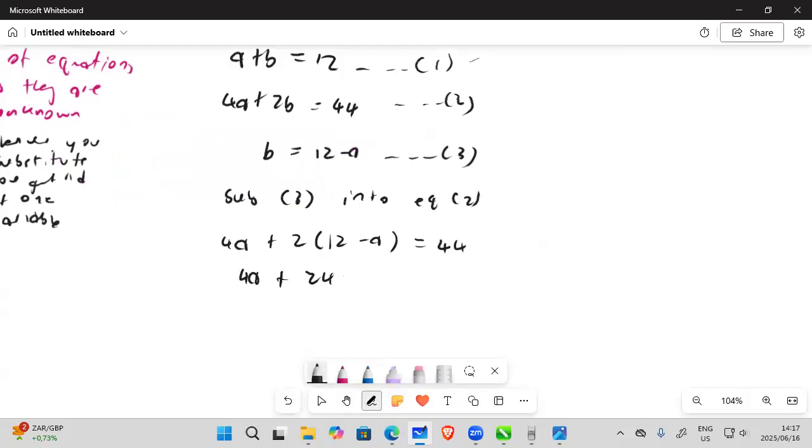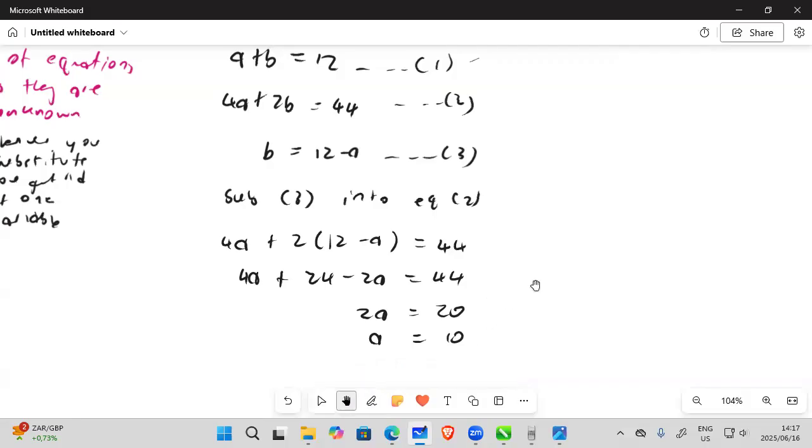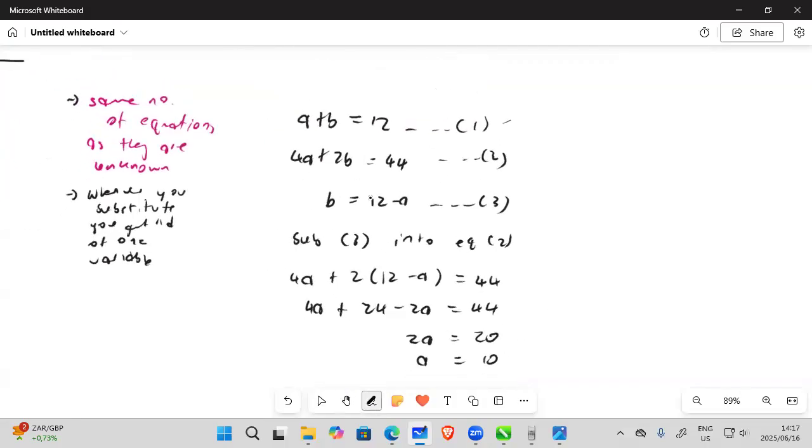4A plus 24 minus 2A is equal to 44. Right, that'll be 2A is equal to 44 minus 24, which is 20. Therefore, A is equal to 10. But remember, what is the primary purpose of simultaneous equations? It is to solve for two unknowns. I have one unknown, let's solve for the other.